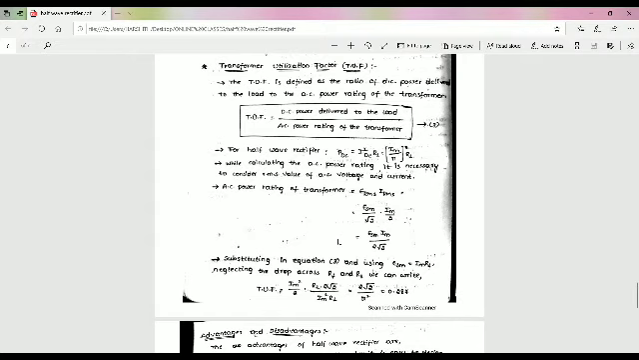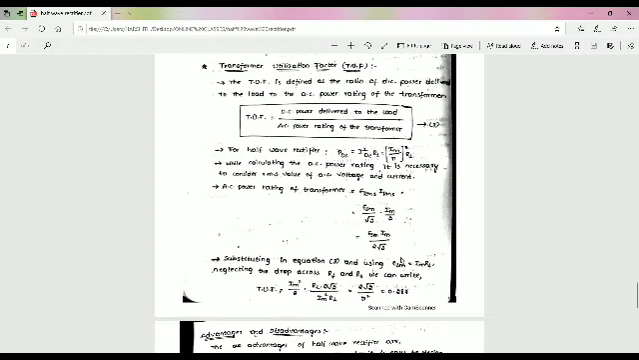So, the TUF for half-wave rectifier can be obtained as AC power rating of the transformer equal to ERMS into IRMS, voltage into current, power equal to voltage into current. AC, so that's why taken RMS. ERMS equal to ESM by root 2, IRMS equal to IM by 2, substituting. So, ESM into IM by 2 root 2.